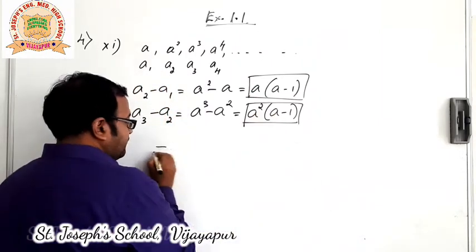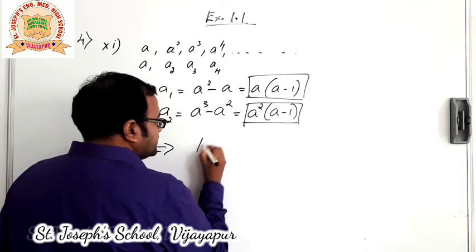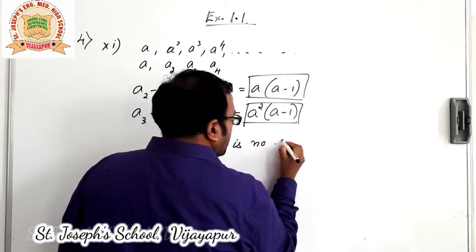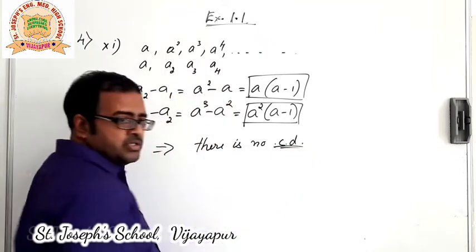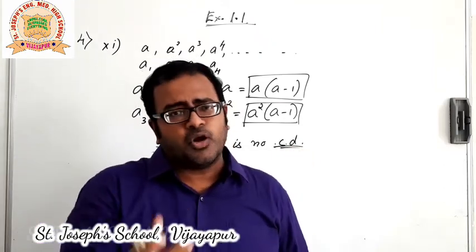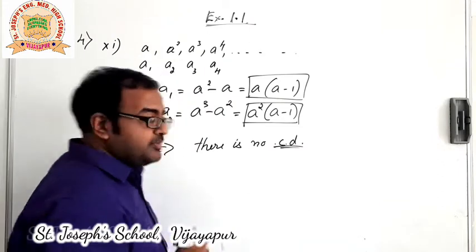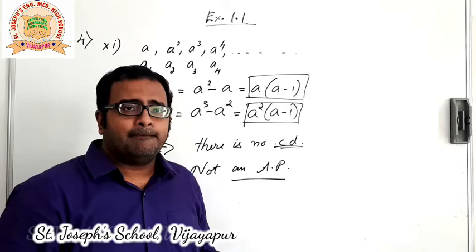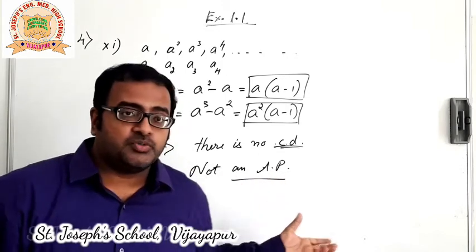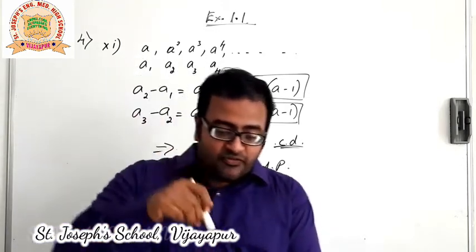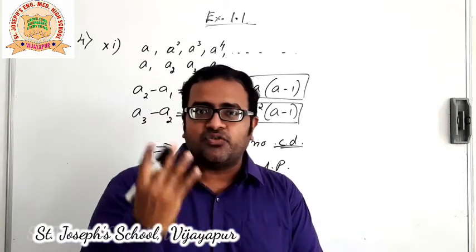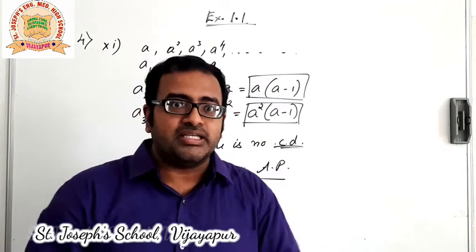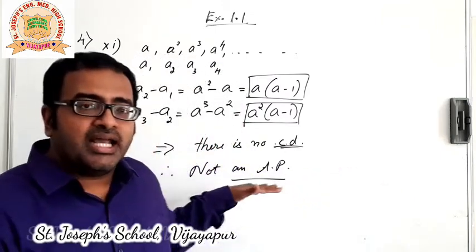So we say therefore there is no common difference. If common difference is not there, then automatically it is not an arithmetic progression. So we can say, therefore, not an AP. There is no continuation for this problem further because they told that if it is an AP, then find out the next four terms, that will be a5, a6, a7 and a8. We cannot find out anything here because it is not an AP.